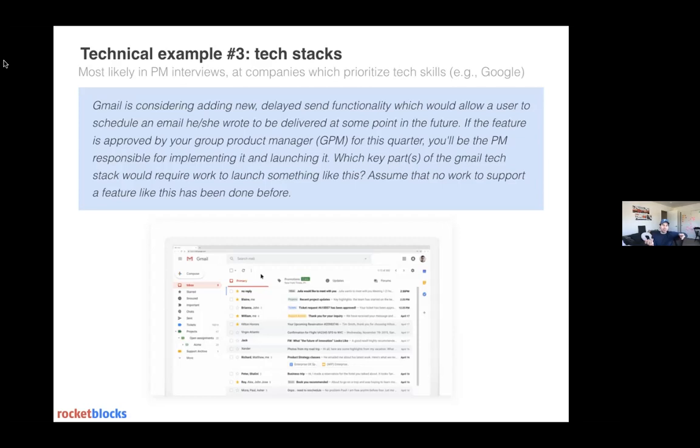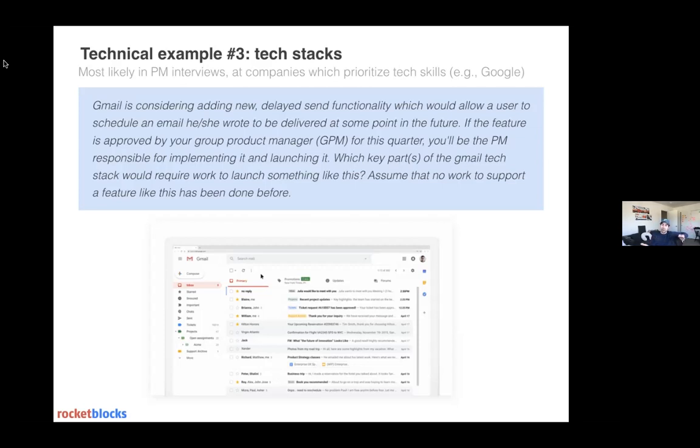So again, this is another common type of question that might come up in a PM interview to get you to think this through. And this is a reflection of the type of conversation you'd probably have on the job.